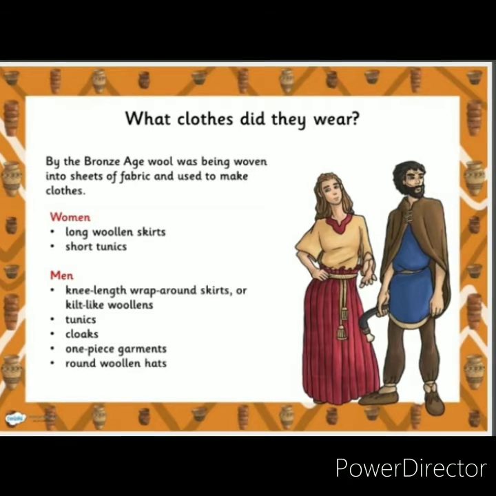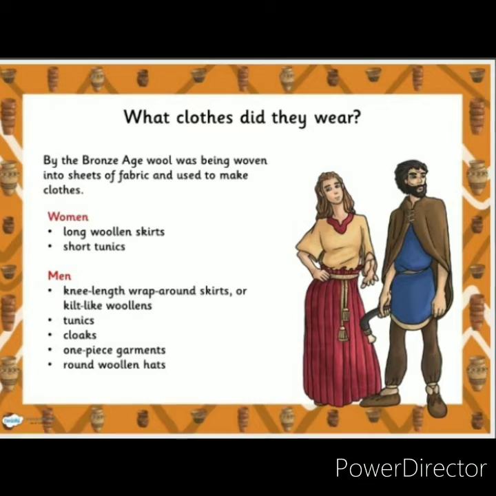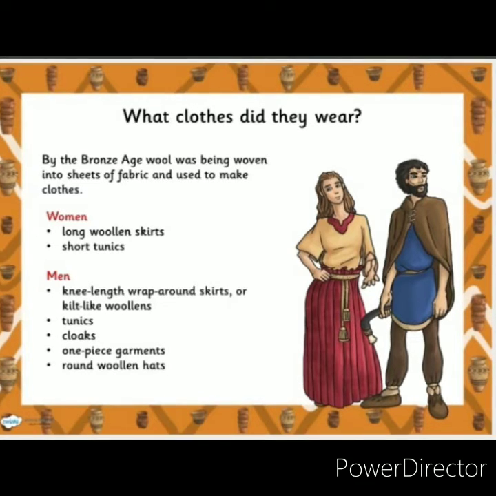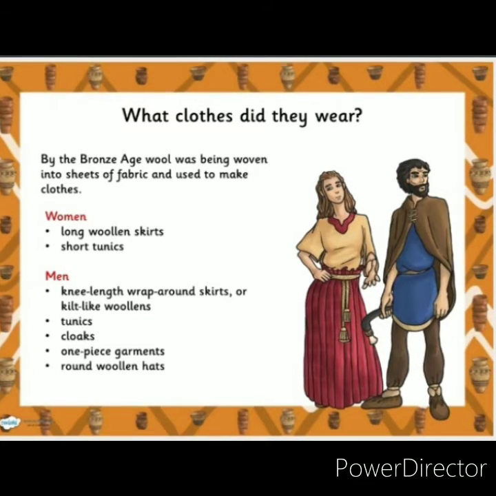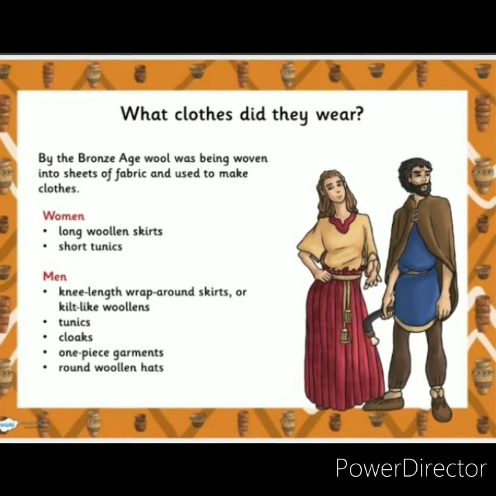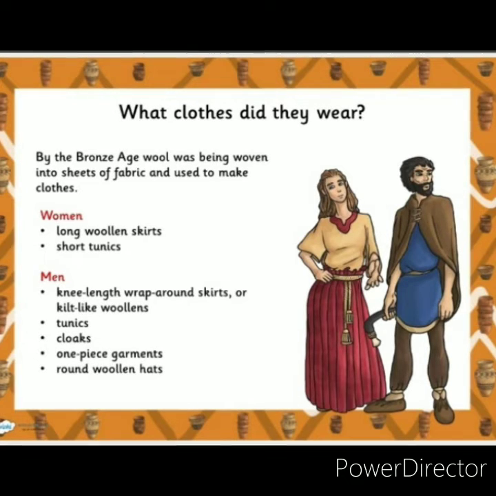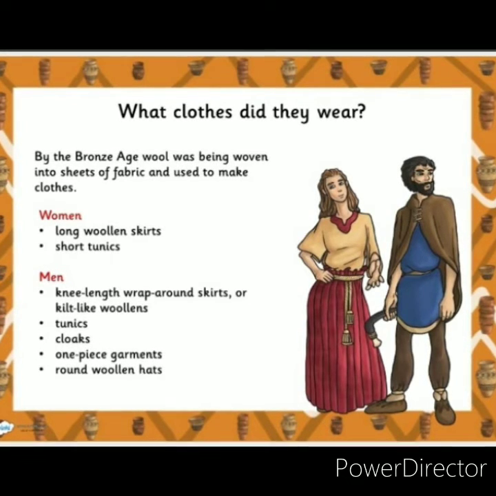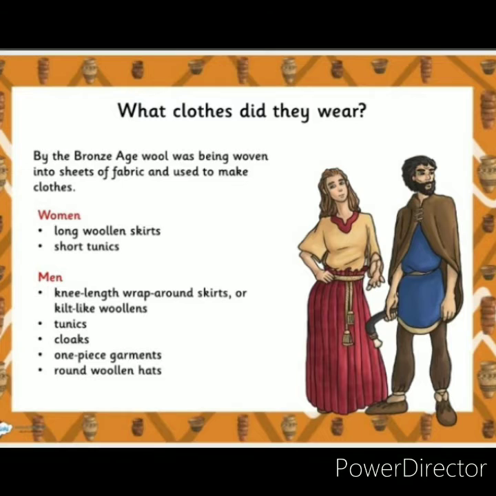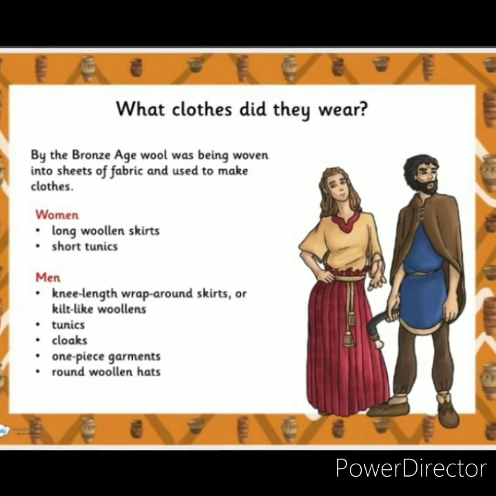So, by the Bronze Age, the wool was being woven into sheets of fabric and used to make clothes. And when we talk about the dresses of the women, they used to wear long skirts and short tunics, and they were quite modern and very beautiful dresses worn by the women of that time.